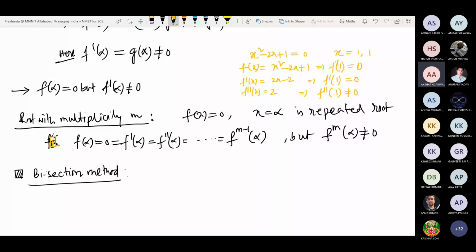Is it clear to you? So the bisection method, that name itself tells you what to do. You will have to bisect the interval. So the bisection method is nothing but the repeated application of the intermediate value property theorem. Do you recall the intermediate value property theorem? Let me write it down.